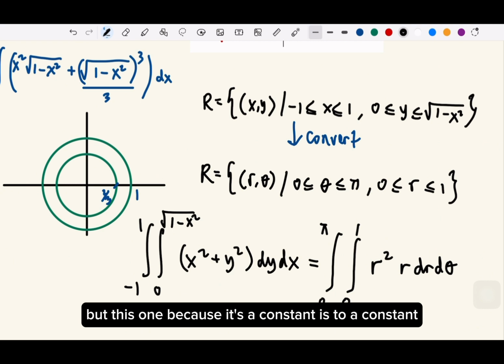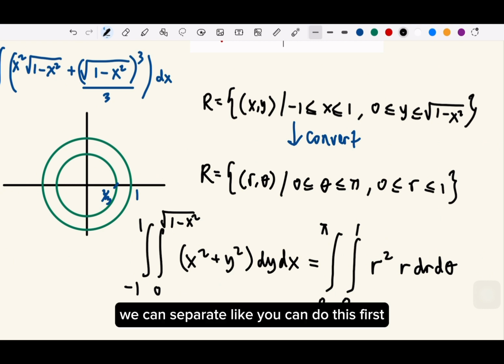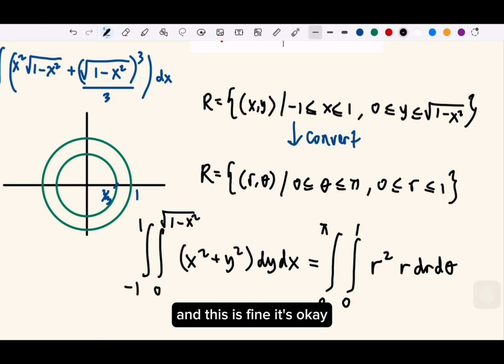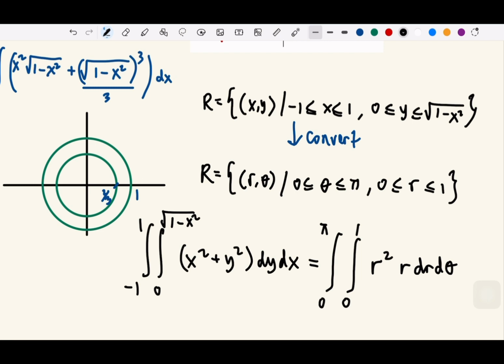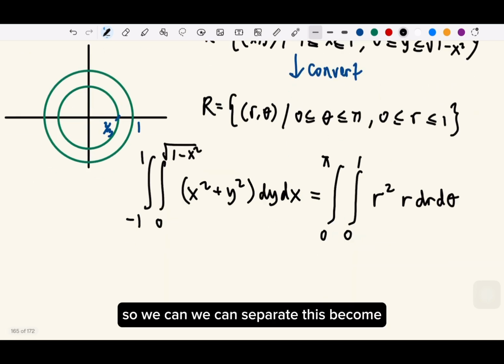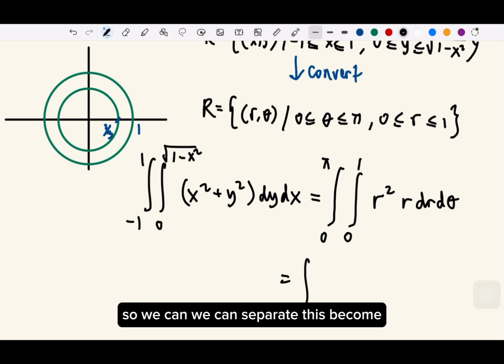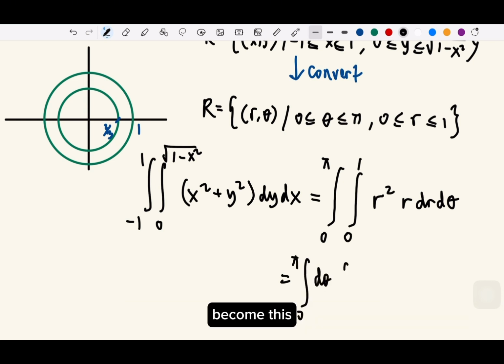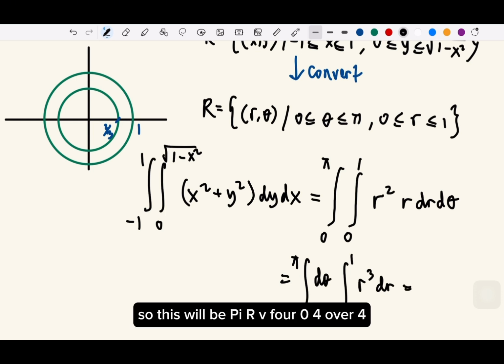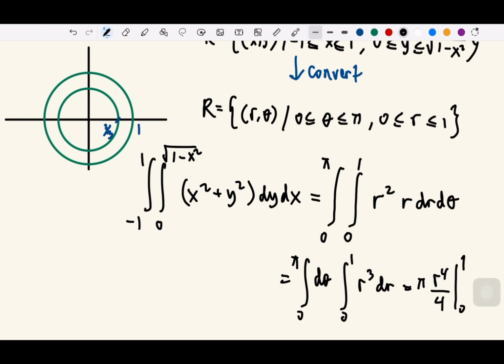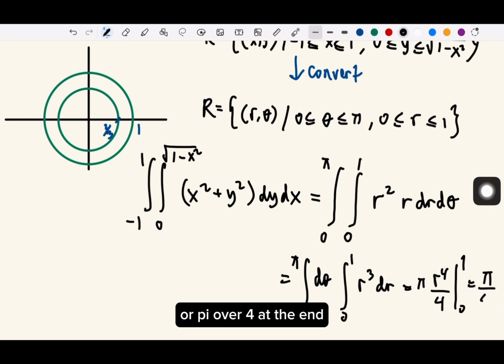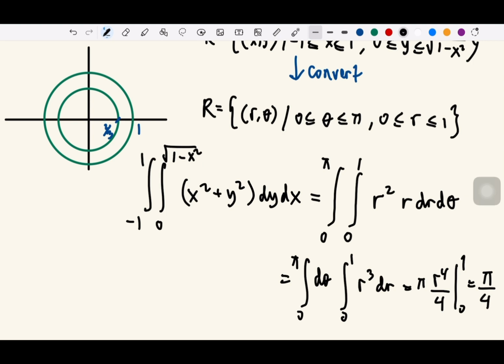But this one, because it's a constant, we can separate. You can do this first, or you can just integrate the d theta here, and this is pi. It's okay. So we can separate this, become this. So this will be pi times r to the power of 4 over 4, or pi over 4 at the end.